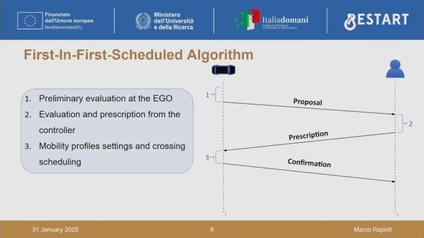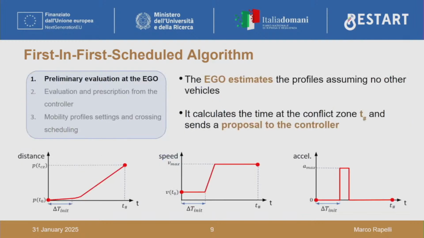Our first-in, first-scheduled algorithm is a prescriptive solution, which basically works in 3 steps. On the first step, we have the ego vehicle, which calculates the time it will reach the intersection, assuming that there are no other vehicles present in the scenario. And it will calculate the time it will reach the intersection and send it as a proposal to the intersection controller.